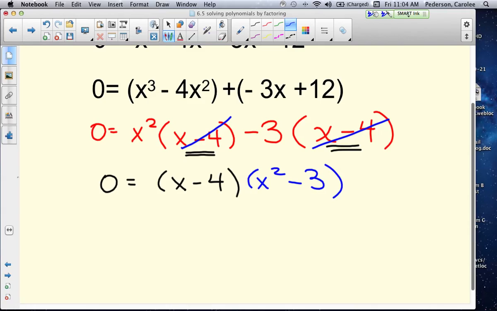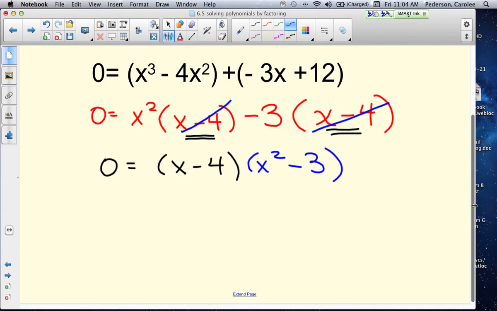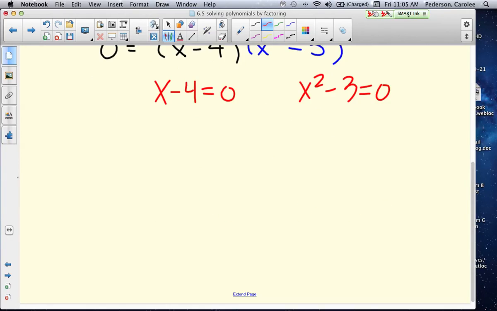So now we set those factors equal to 0 using the zero product property, and we solve for x. So x minus 4 equals 0, and x squared minus 3 equals 0. And we solve by undoing. So we would add 4 here. So we get a 0 or a root or an x-intercept at 4. Now we undo the second equation. So we would add 3.